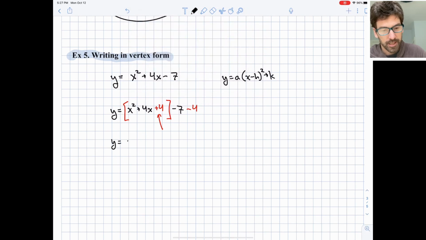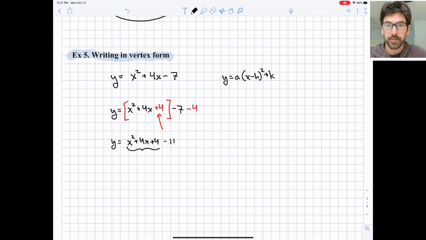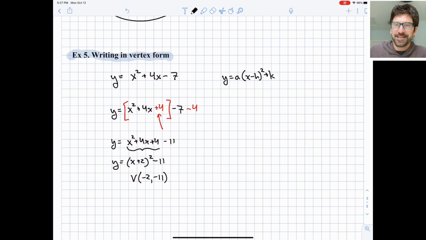Y equals x squared plus 4x plus 4 minus 11. So this is a perfect square. And then we have the minus 11 we need to include as well. So the vertex of this parabola is -2, -11, and we have an answer in vertex form. All right, we did it. We got through it, and that is a good place to stop.